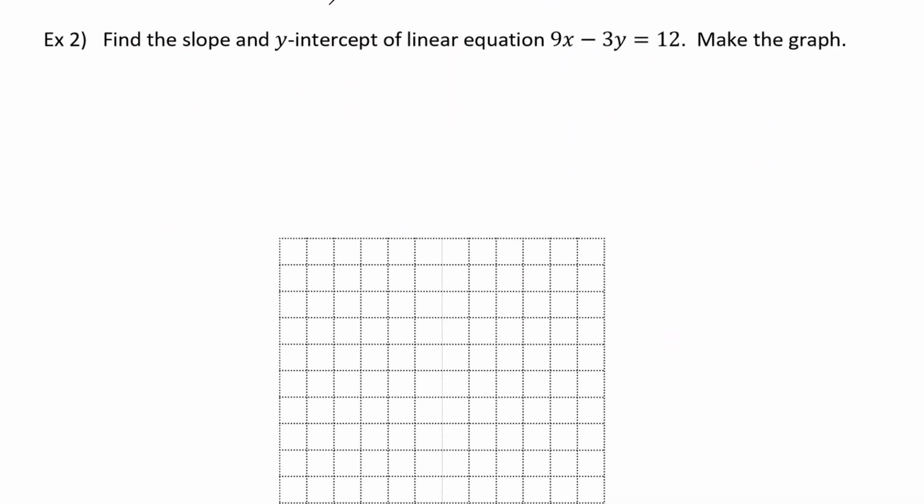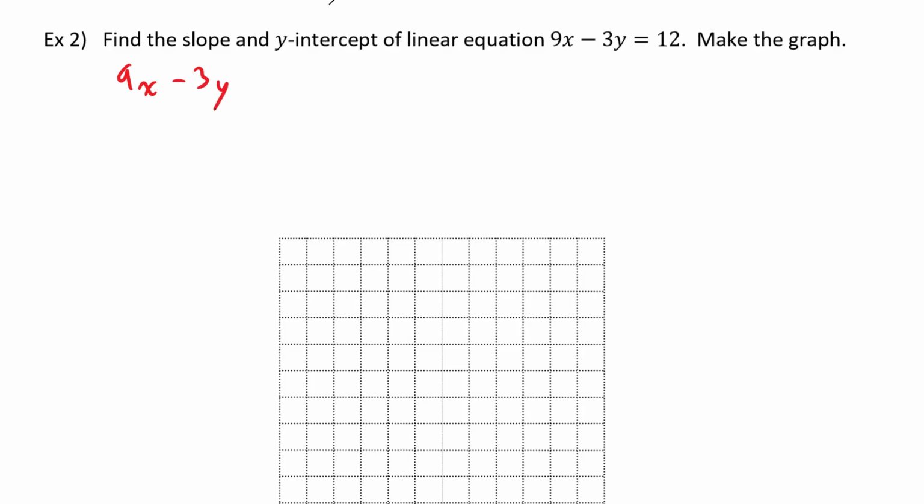Let's look at the next example. Find the slope and the y-intercept of this linear equation. Make a graph. So we could graph this and determine the slope, but we actually don't need to graph this at all to determine what the slope and the y-intercept is. So what we'll do is we will rearrange this from standard form into slope-intercept form. We will determine the slope and the y-intercept. We will plot the y-intercept and use the slope to find the other points. Let's try that now.